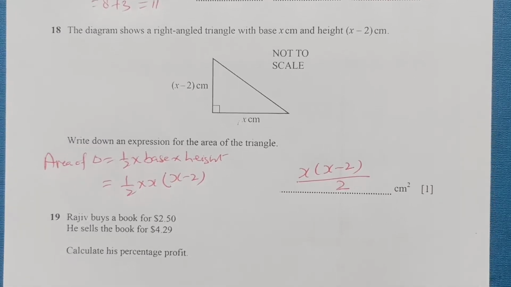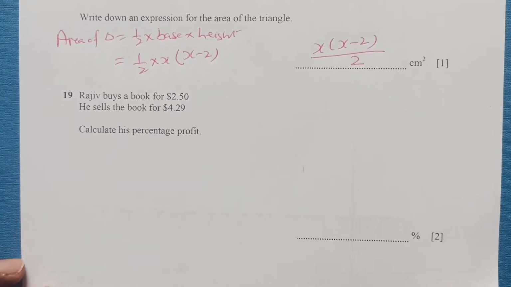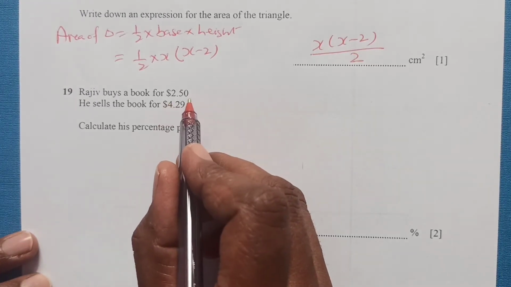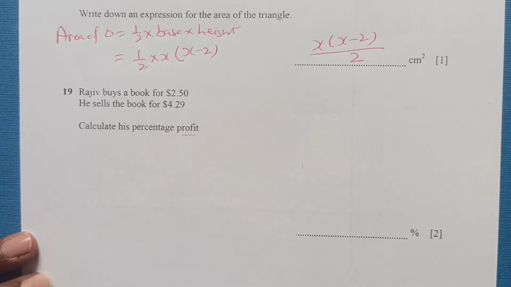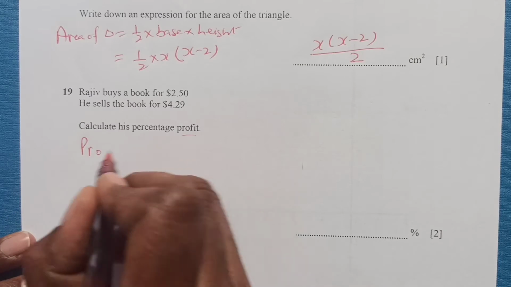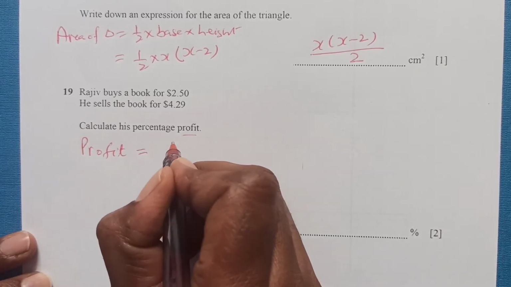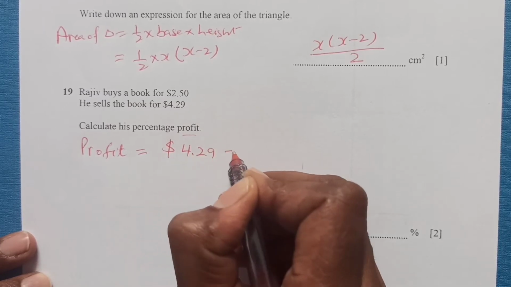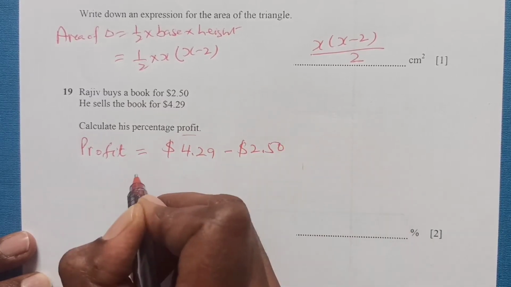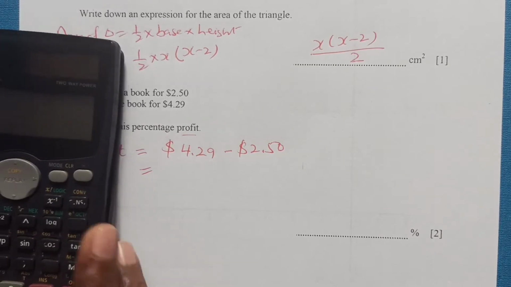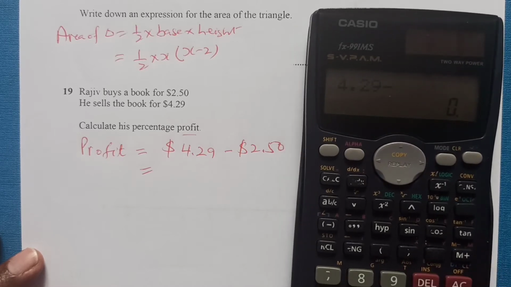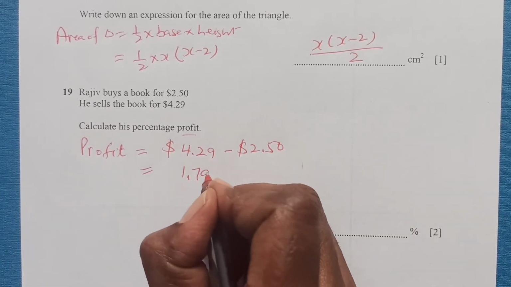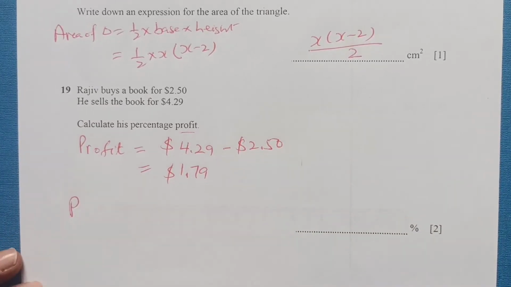Now number 19. Rajiv buys a book for $2.50 and sells for $4.29. Calculate his profit. So for percentage profit, first we will calculate profit. That means $4.29 minus $2.50. So let me calculate this one. So 4.29 minus 2.50, right? So it is $1.79. But we need profit percentage.